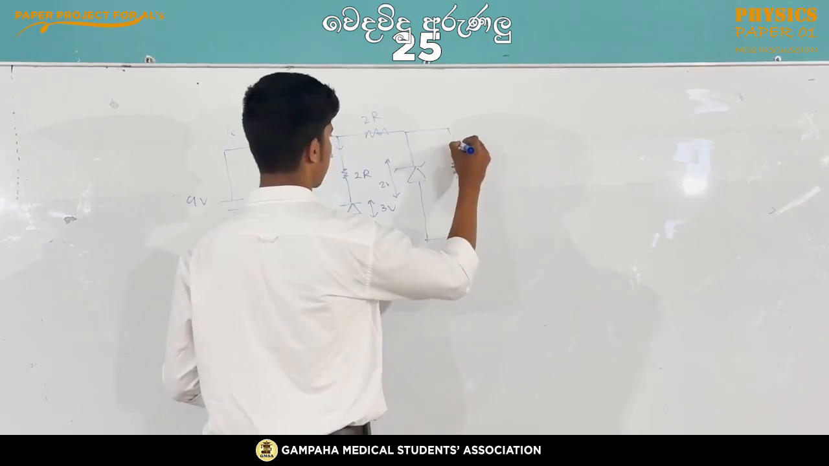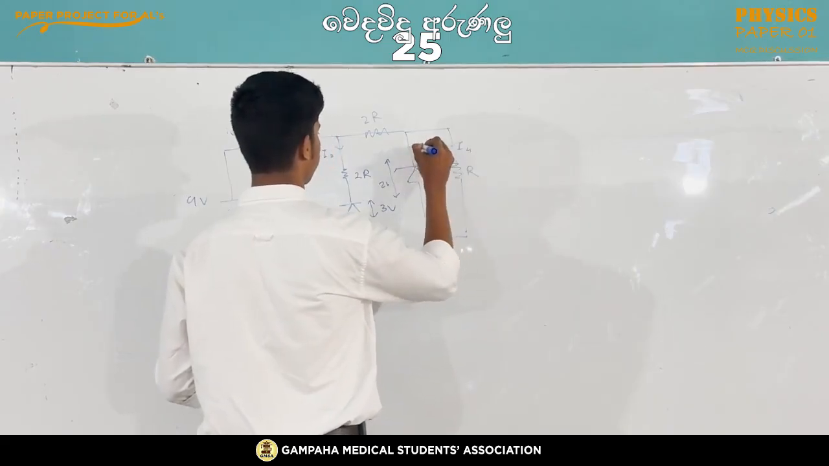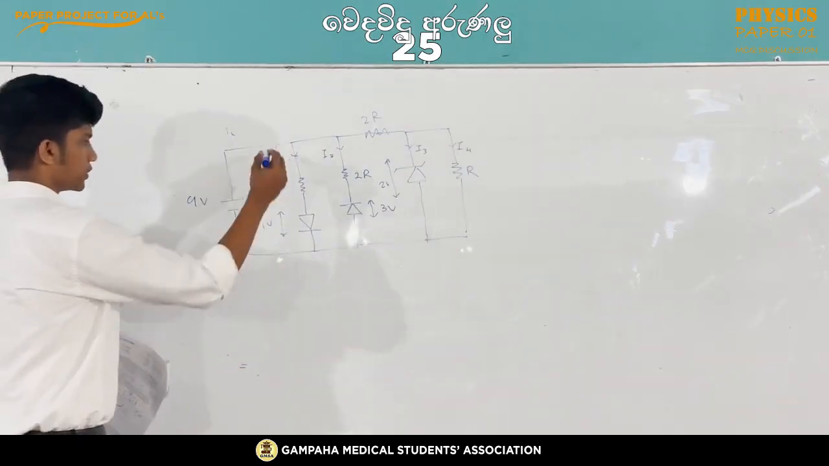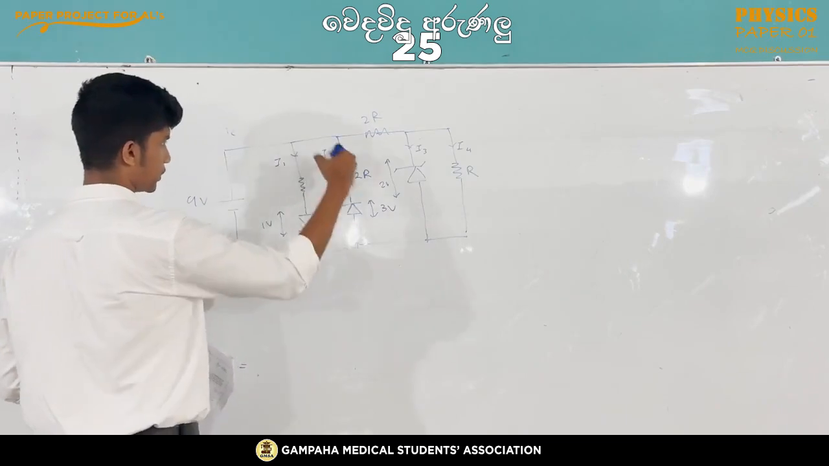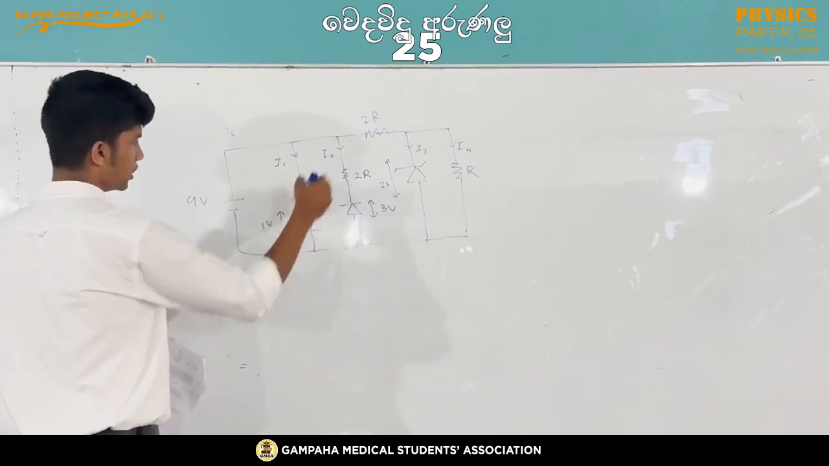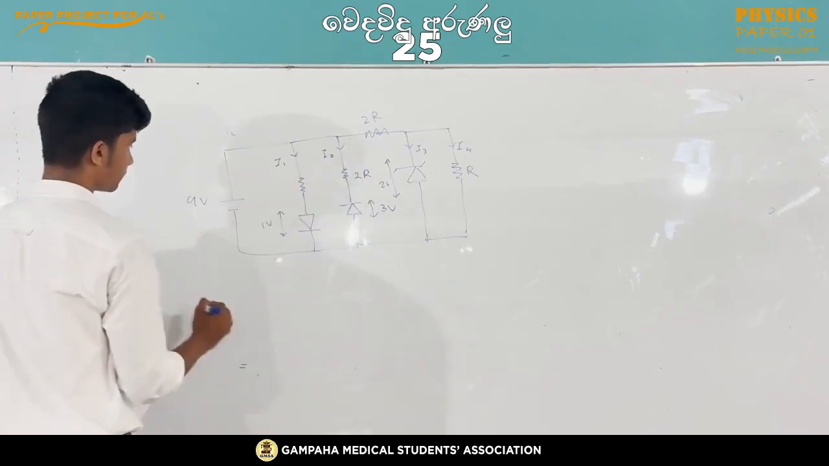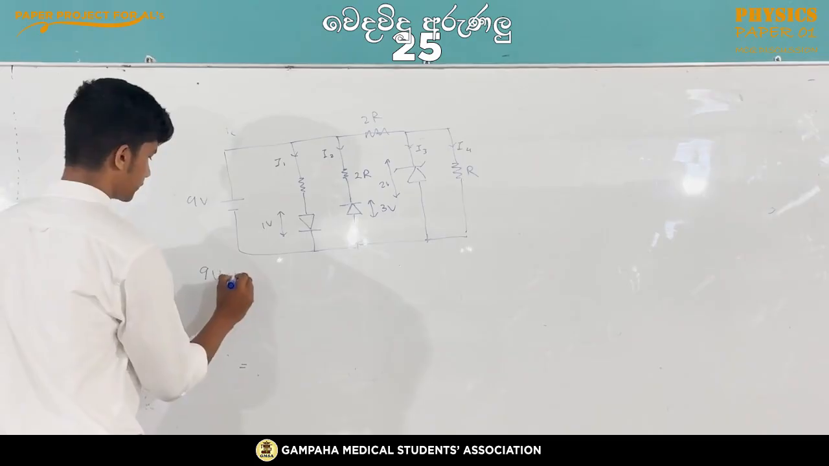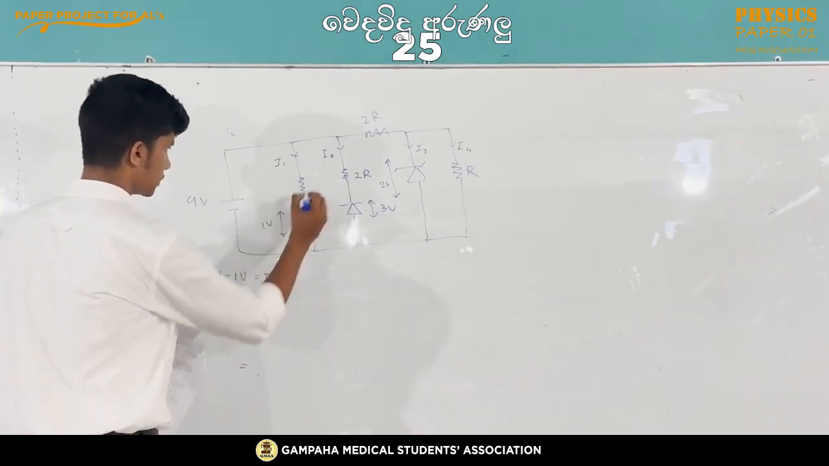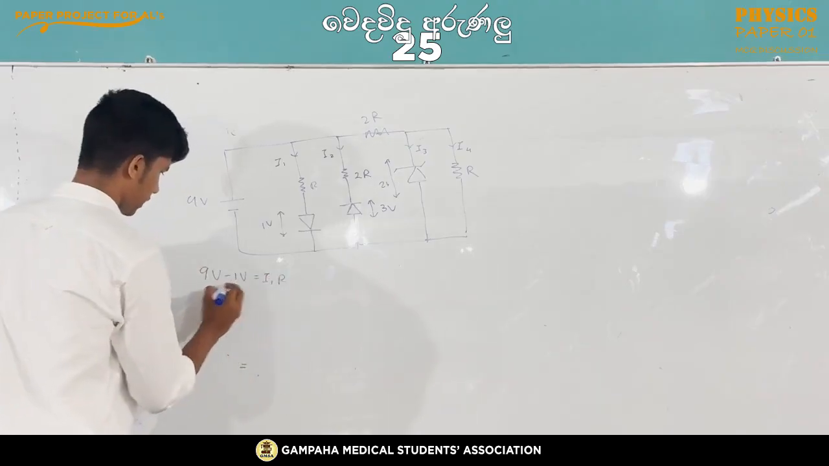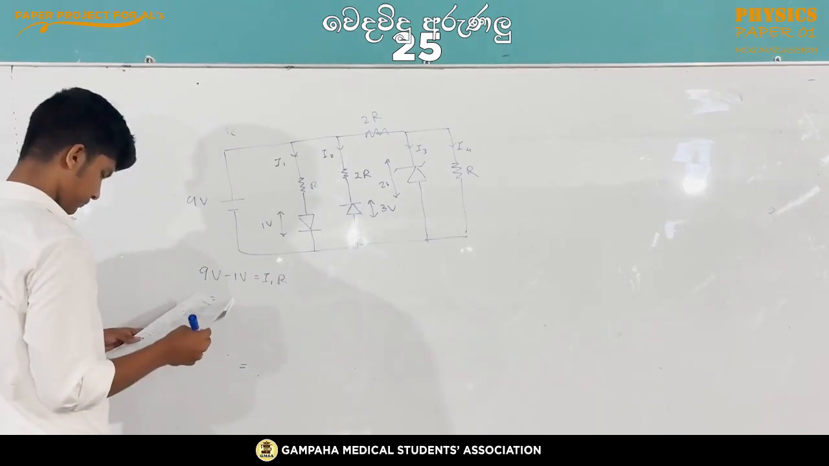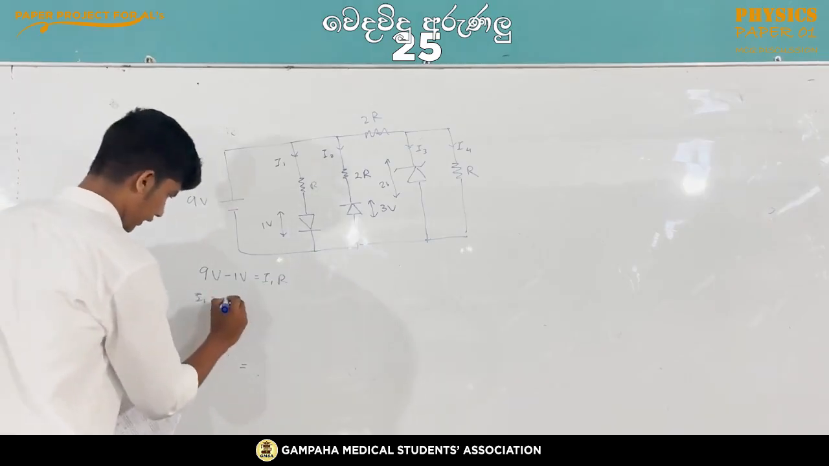This is R and I4, I3. So now there should be a voltage of 9 volts between these 2 points in both of these loops because these are parallel to the cell. Therefore 9 volts minus 1 volt should be equal to I1 R. Therefore I1 is equal to 8 over R.